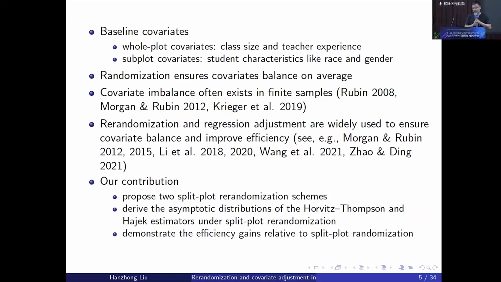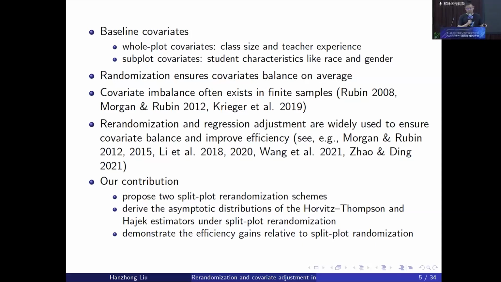Regression adjustment and re-randomization are widely used in experiments to ensure covariate balance and improve efficiency. However, existing literature on the theory of regression adjustment and re-randomization often assumes that the treatment is assigned at the unit level or at the group level, but not both, leaving the theory for split plot design an open problem. So our work is to fill this gap.